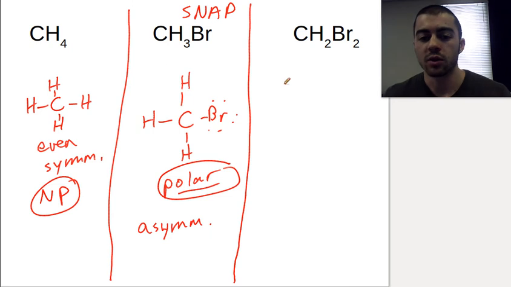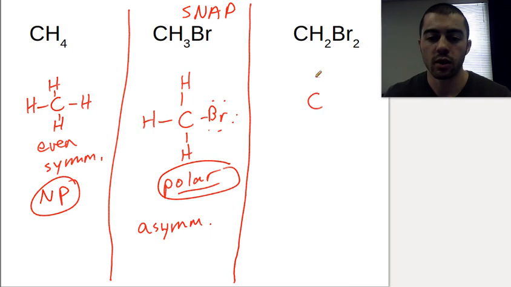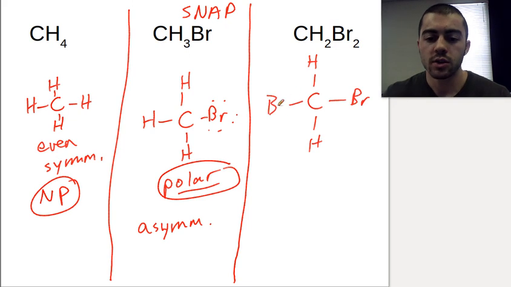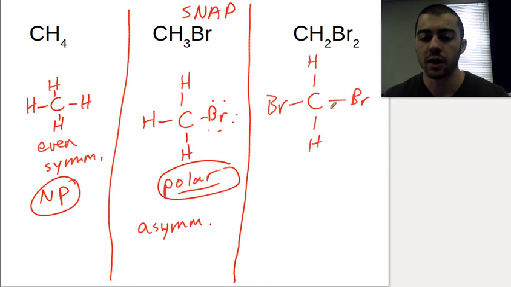If we look at this last one, this is actually a tricky case because we have carbon, hydrogen, hydrogen, bromine, and bromine. So the problem with this is that when we draw these tetrahedral molecules on paper, a lot of times we draw them like this, and this looks like it's just this flat square.